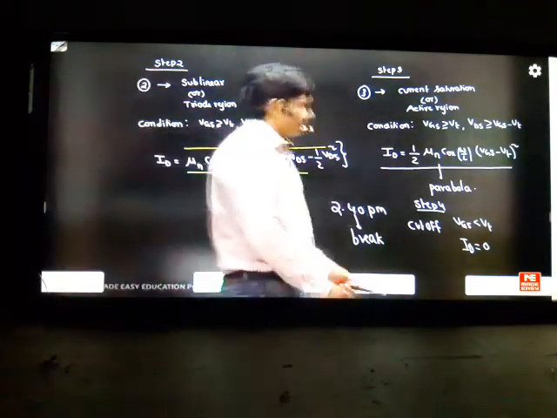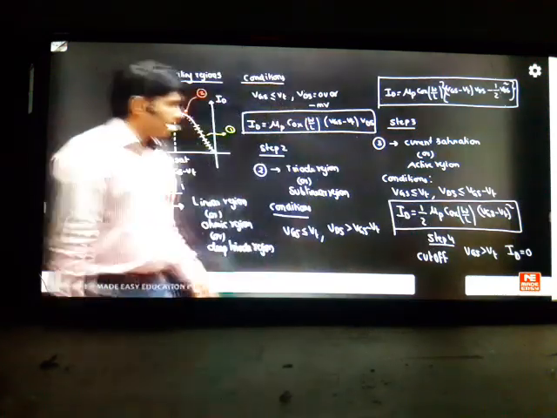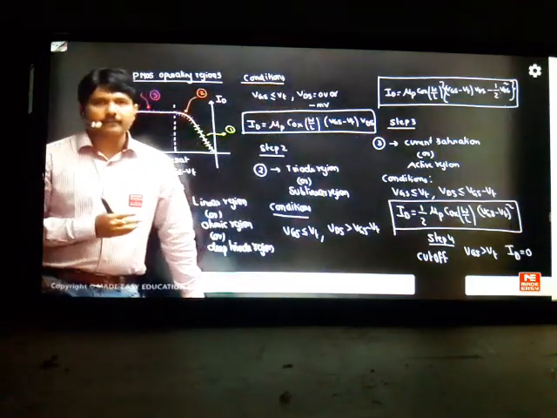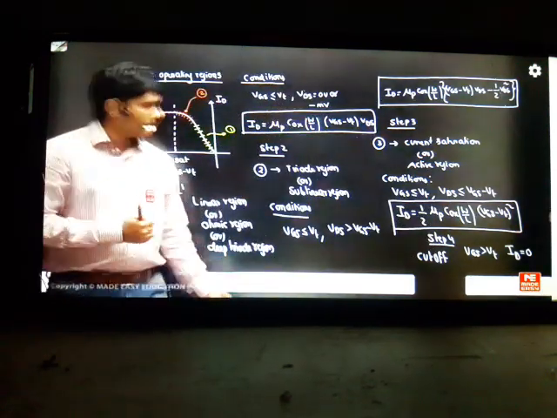This is for NMOS, and now presently we are dealing with PMOS. So for NMOS, VGS should be less than VT for cutoff. For PMOS, if VGS is greater than VT, you will be cut off. Okay, that is the situation.